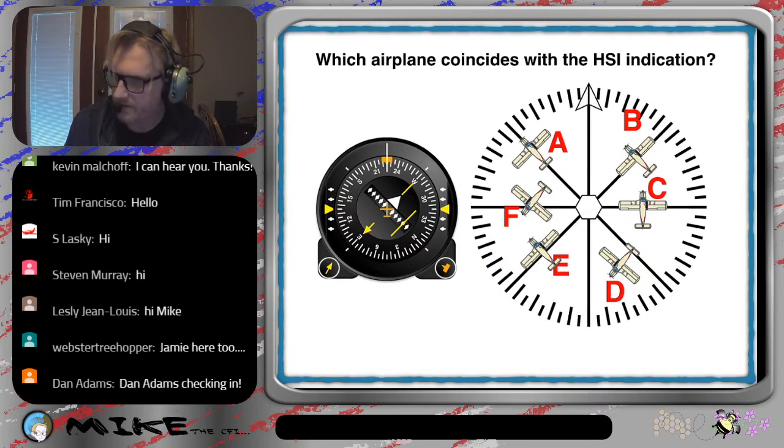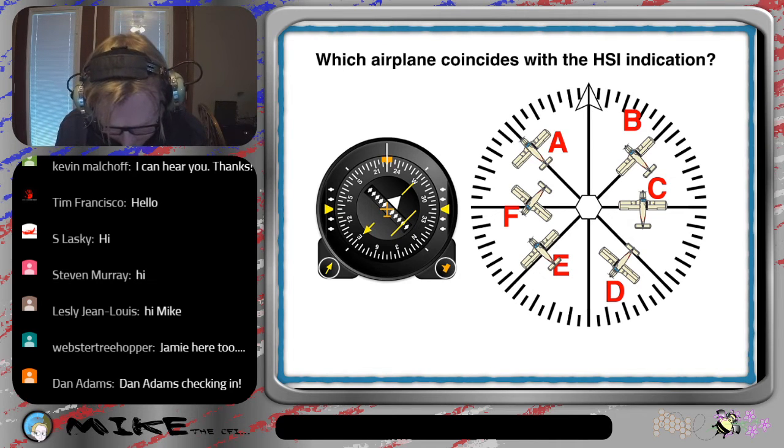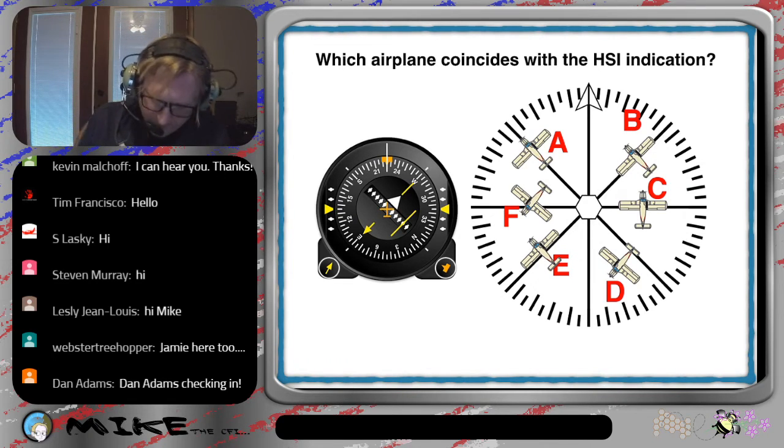Looking at this one here, we're dialed into the 090 course to the station. Relative to what we have tuned in there, we're going from the station, and we have a needle deflection there.